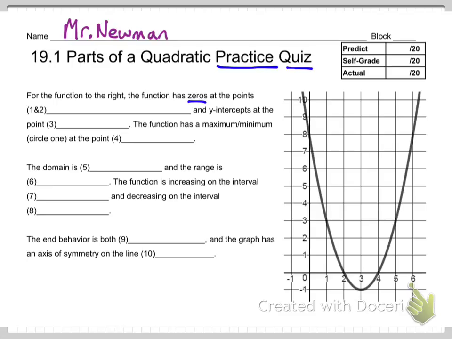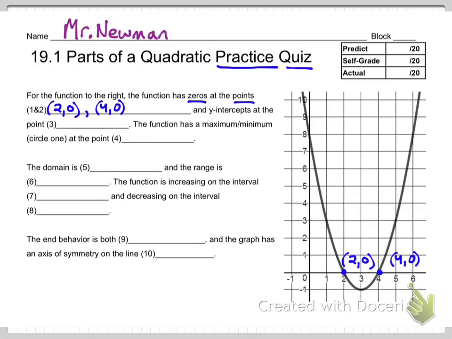Now, since it's a practice quiz, let me go ahead and get started. The function to the right, this graph, has zeros at these points. Those two blue dots I made, those are points (2, 0) and (4, 0). So those are the zeros, (2, 0) and (4, 0). Notice those are questions 1 and 2.